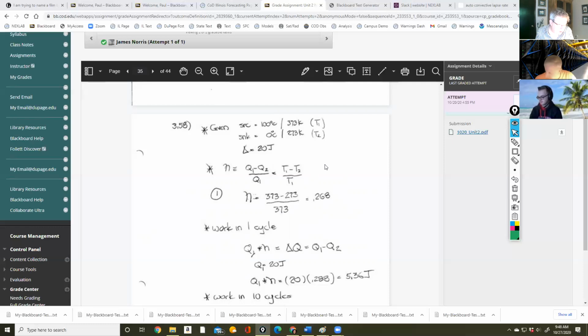An ideal reversible engine has a source and sink. So it has a source of temperatures of 100 and 0, and it's receiving 20 joules of heat for every cycle. And all you really need to think about is just figure out the joules, 20 joules, multiply by 10 at the end.